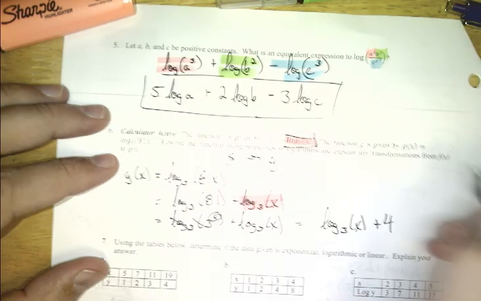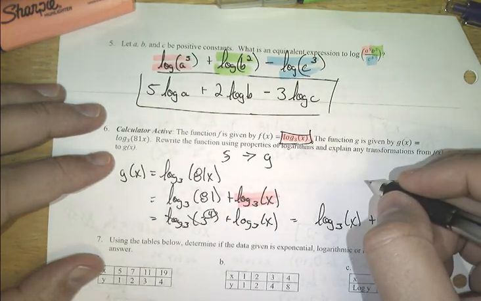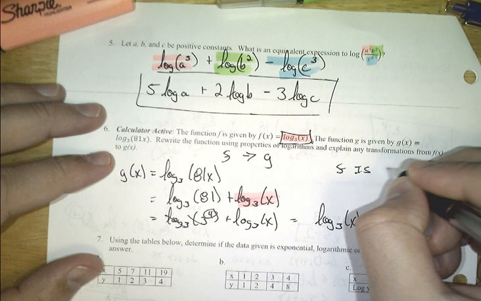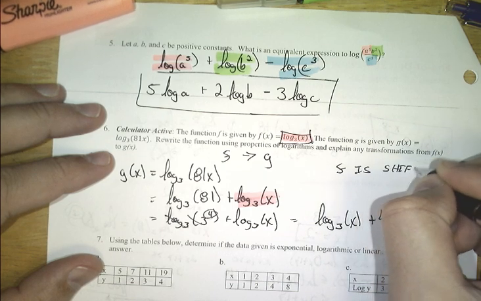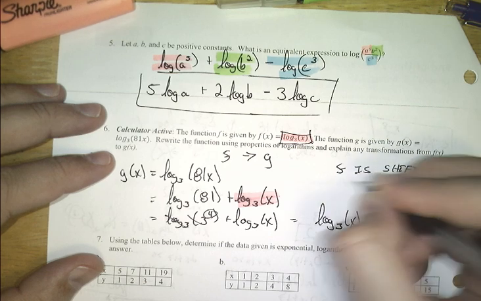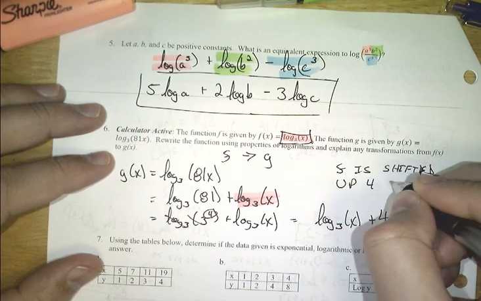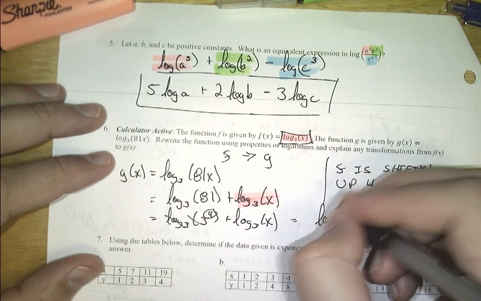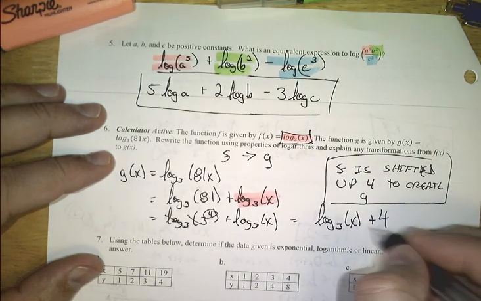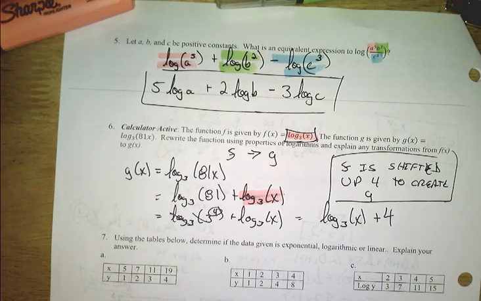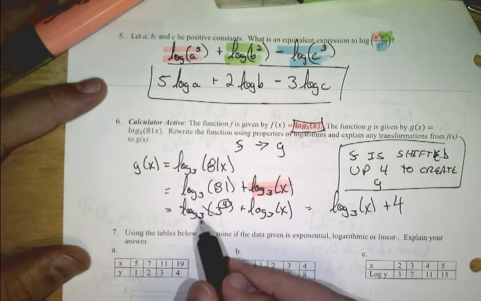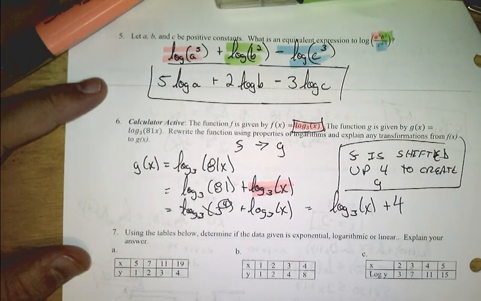And so from f to g, f is shifted up 4 to create g. So this is on the outside, it's addition, so it's a shift. And there we go. Didn't actually need a calculator for that, but you can. If you want to do log base 3 of 81 in your calculator, totally fine.